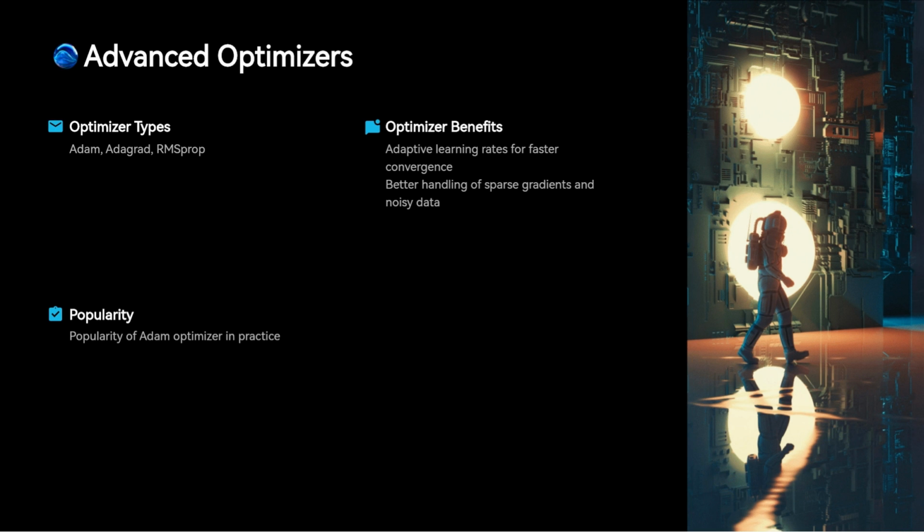In addition to momentum, advanced optimizers such as ADAM, ADAGRAD, and RMSprop have been developed to improve the gradient descent process. These optimizers use adaptive learning rates, adjusting the step size for each weight based on the historical gradients. This approach helps the model converge faster and more reliably, especially when dealing with noisy data or sparse gradients. Among these, ADAM, short for Adaptive Moment Estimation, has become the most popular optimizer due to its efficiency, ease of use, and ability to perform well on a wide variety of tasks. ADAM combines the benefits of both momentum and adaptive learning rates.